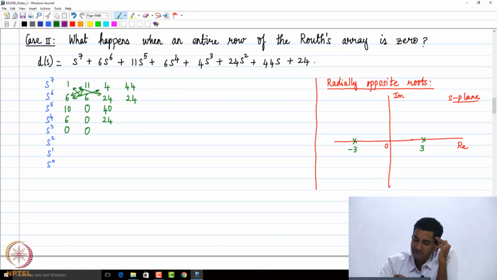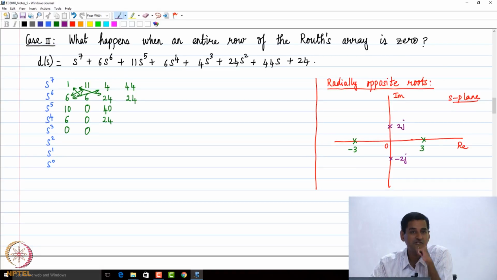Similarly, 2j and -2j form a radially opposite pair. Do you agree? On the imaginary axis, the same condition holds true. Then I can also have -3 + 2j and 3 - 2j forming a radially opposite pair, correct.